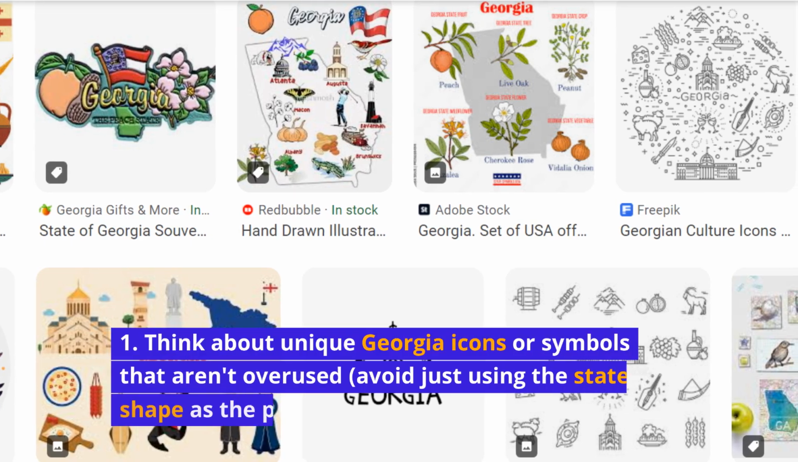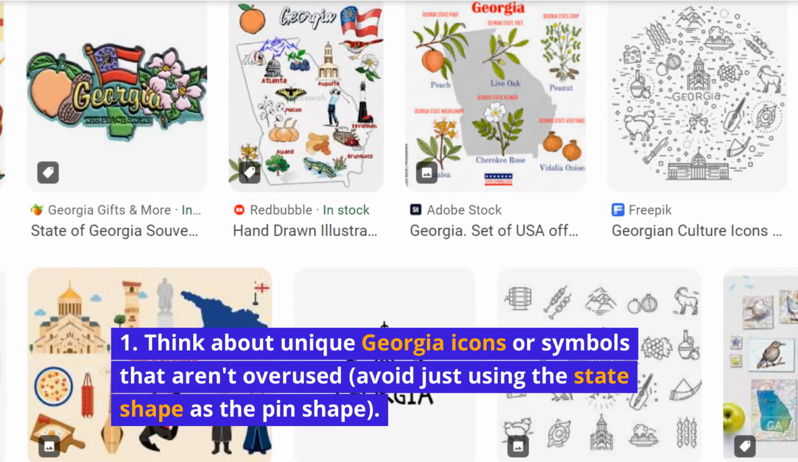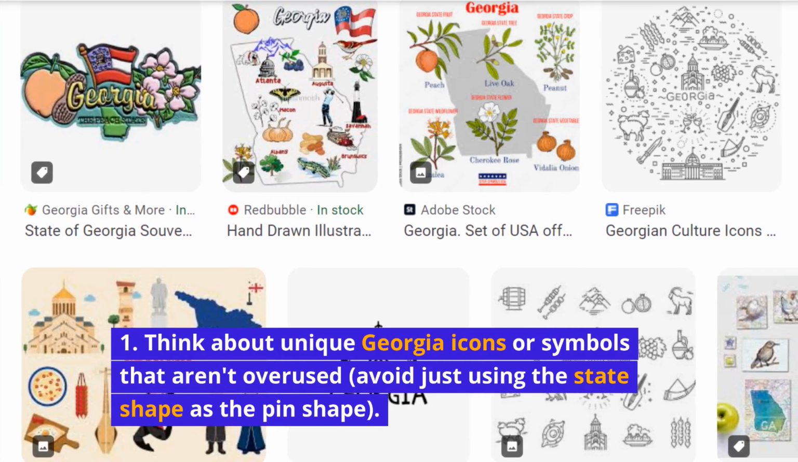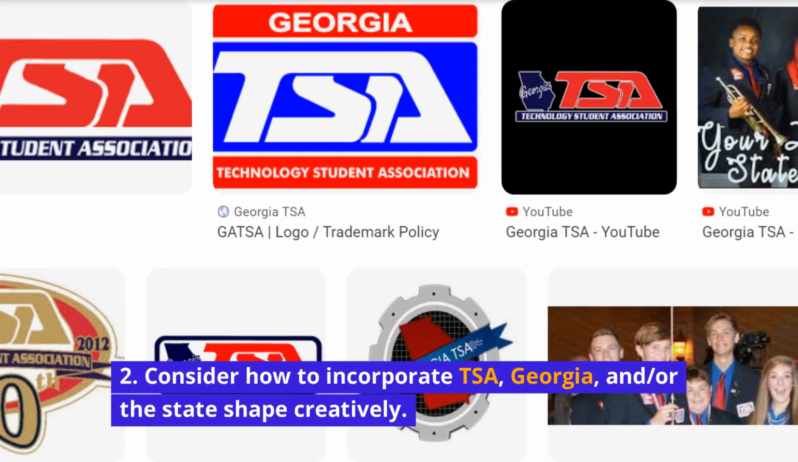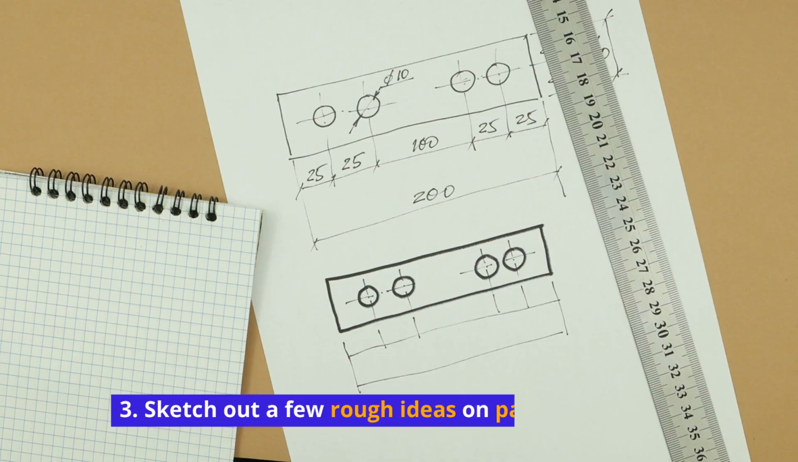1. Think about unique Georgia icons or symbols that aren't overused. Avoid just using the state shape as the pin shape. 2. Consider how to incorporate TSA, Georgia, and/or the state shape creatively. 3. Sketch out a few rough ideas on paper.